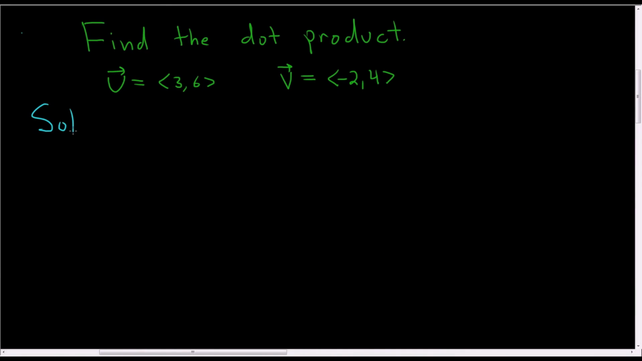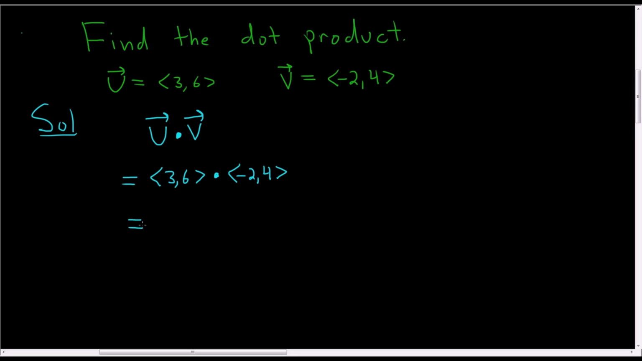We're being asked to find the dot product. This is extremely easy. So we have the vector u, and we're finding the dot product of that vector with the vector v. So this is equal to the vector u, which is 3, 6, and we're taking the dot product of that with the vector v, which is -2, 4.